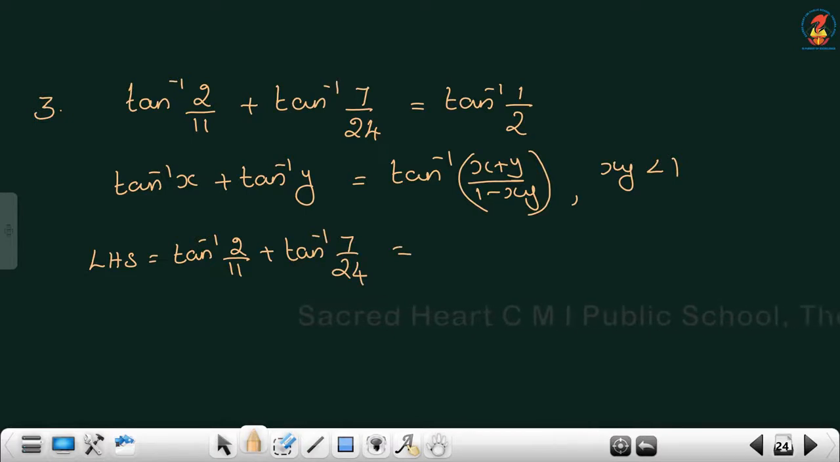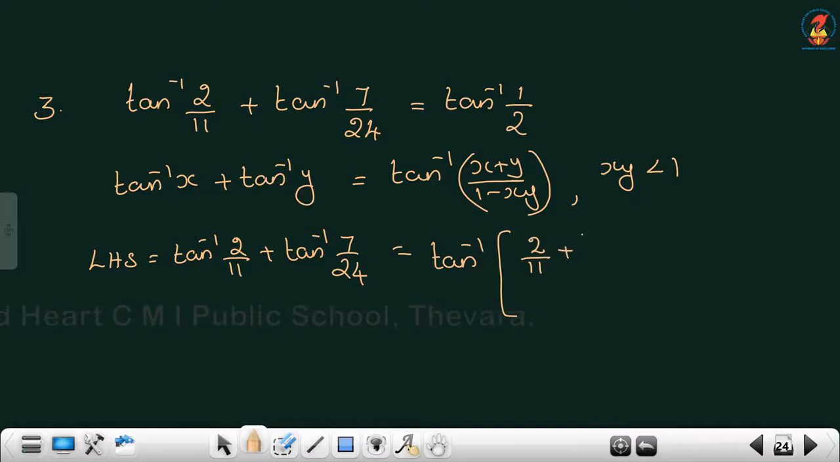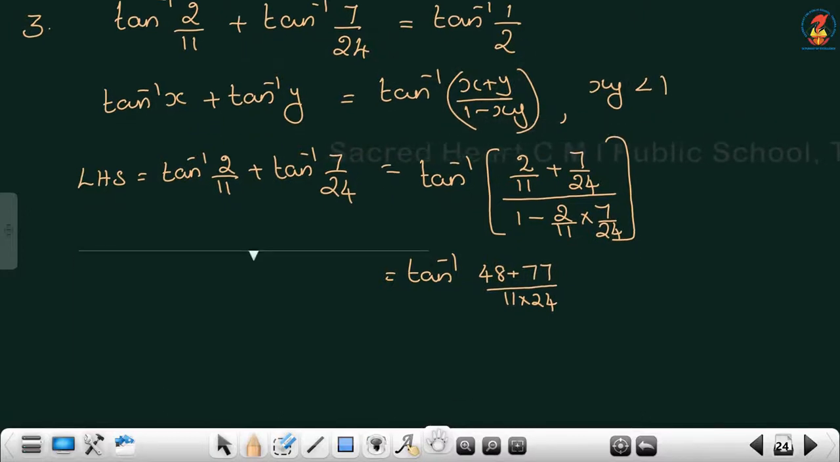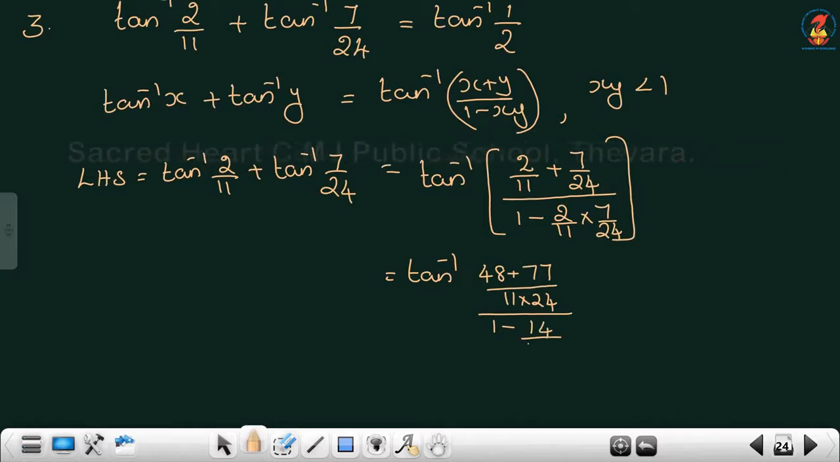So we can write it in this form: tan inverse of, in brackets, x plus y, that is 2 by 11 plus 7 by 24, divided by 1 minus 2 by 11 into 7 by 24. I have to simplify this. Tan inverse of, so 11 into 24, here you can multiply, 24 into 2 is 48 plus 11 into 7 is 77. Then the denominator part, 1 minus 14 by 11 into 24.